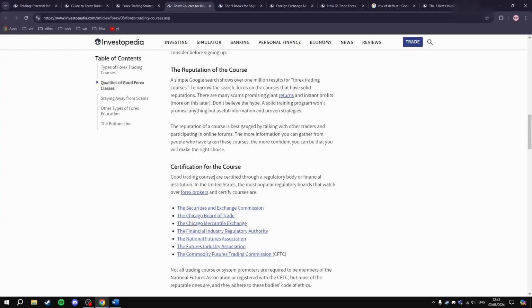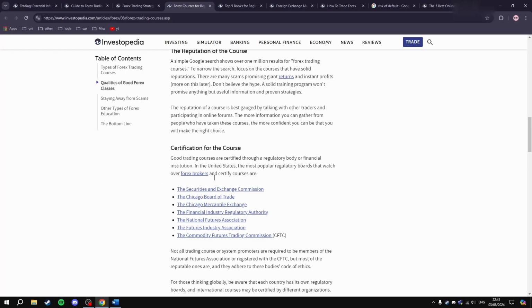A simple Google search shows over 1 million results for Forex trading courses. To narrow the search, focus on the courses that have solid reputations. There are many scams promising giant returns and instant profits. More on this later. Don't believe the hype. A solid training program won't promise anything but useful information and proven strategies.